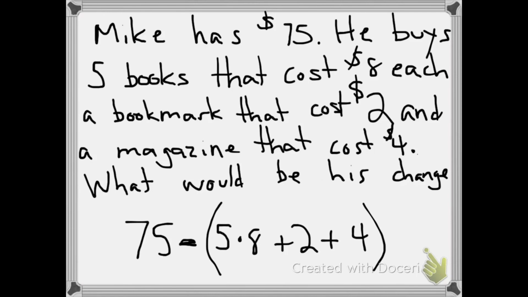We're clearly going to subtract last, because we want to get that total of everything inside those parentheses. Once again, we revert back to the rules of PEMDAS, even within the parentheses. So 8 times 5 is 40, plus the 2, plus the 4, which gives us 46. Then we subtract last, which is 75 minus 46, which will get us $29.